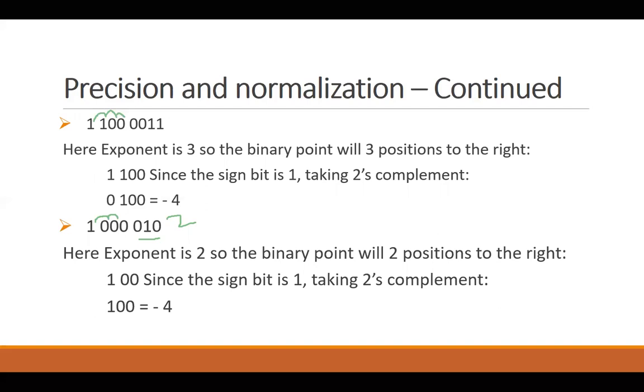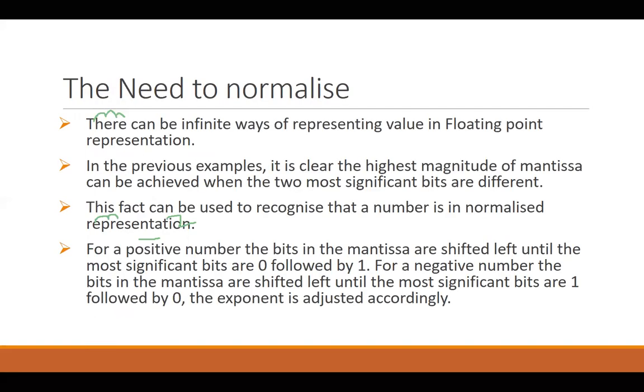Now, with these two examples, we have seen that there are multiple ways of representing a value in floating point format. And this actually makes us want to normalize values. Now, this normalization has nothing to do with the normalization that we studied in chapter 10 of the AS, the database one. That normalization is completely different from this one.